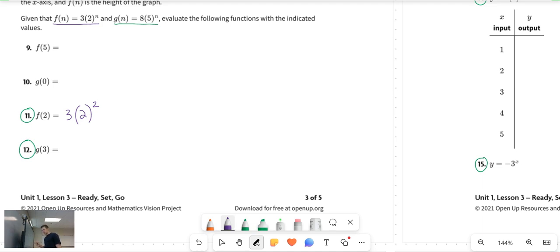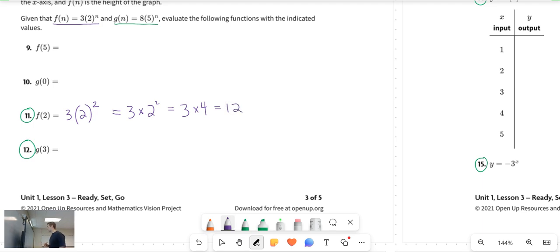So our order of operations says, and we've gotten a lot of practice with this, we always do the exponent first. So 2 to the 2 happens first. So this becomes 3 times 2 squared, which becomes 3 times 4, right? Because 2 to the 2 becomes a 4. So 3 times 4, and then we get 12.